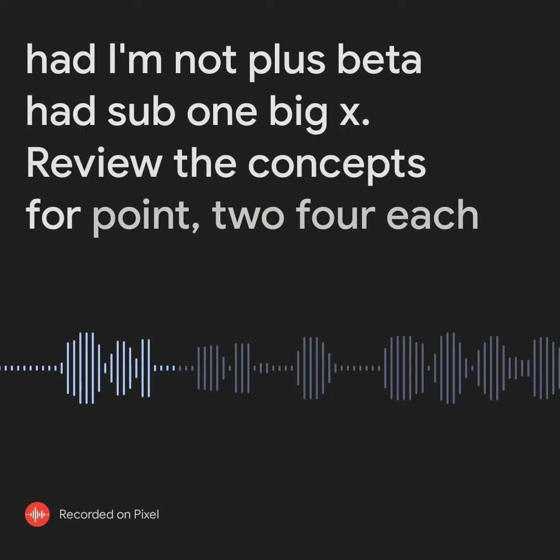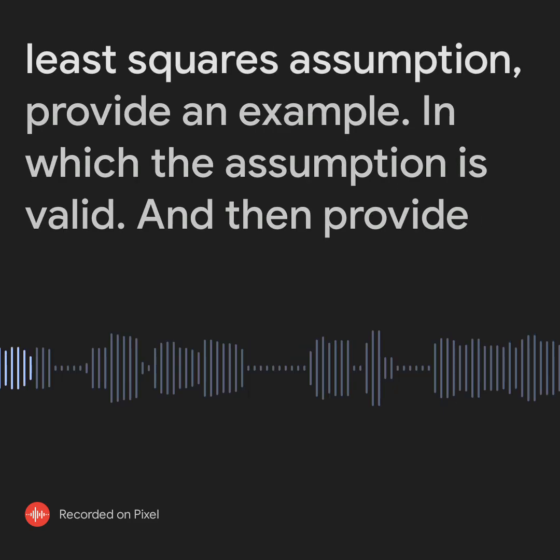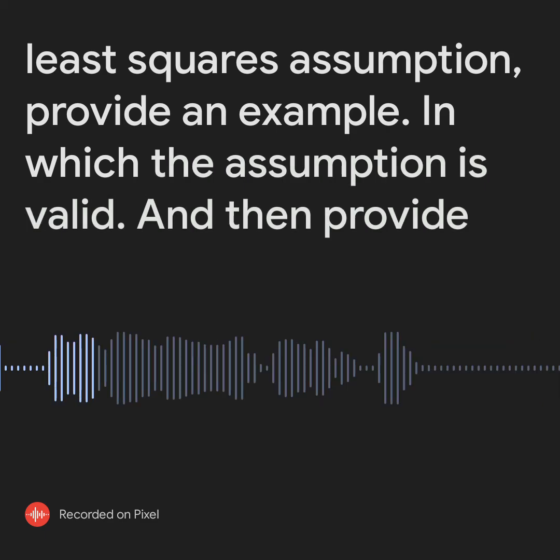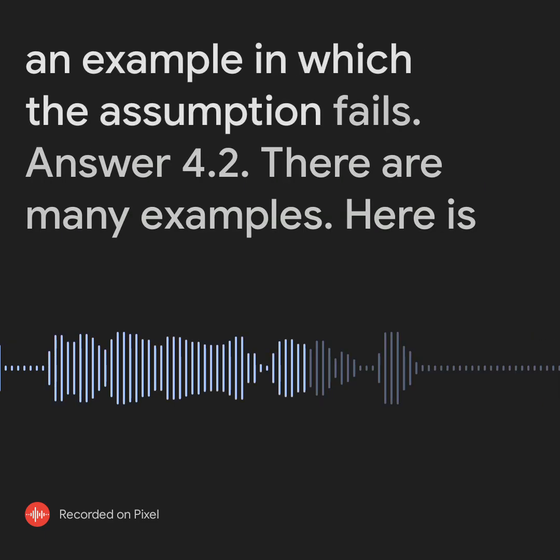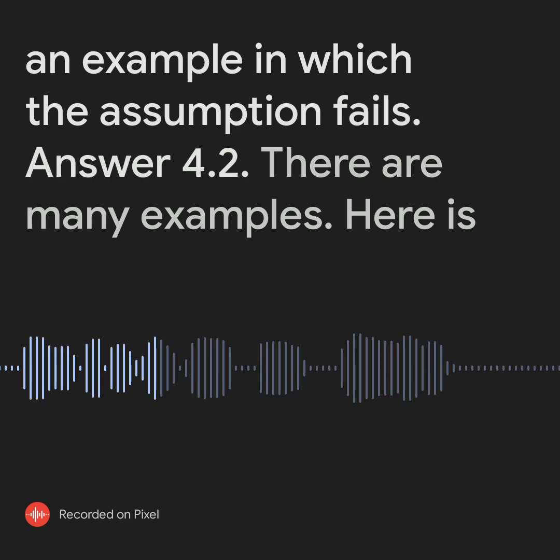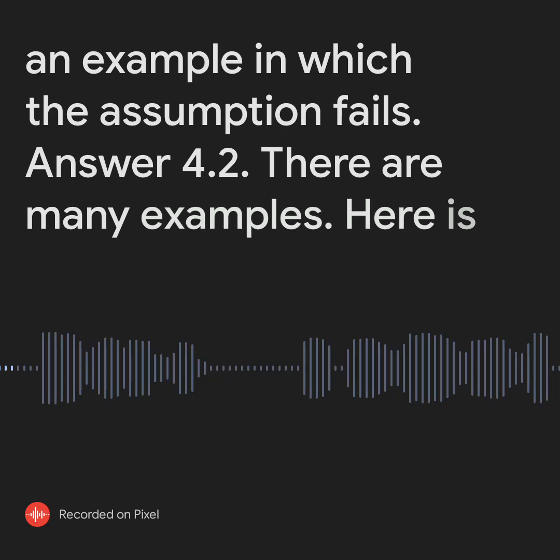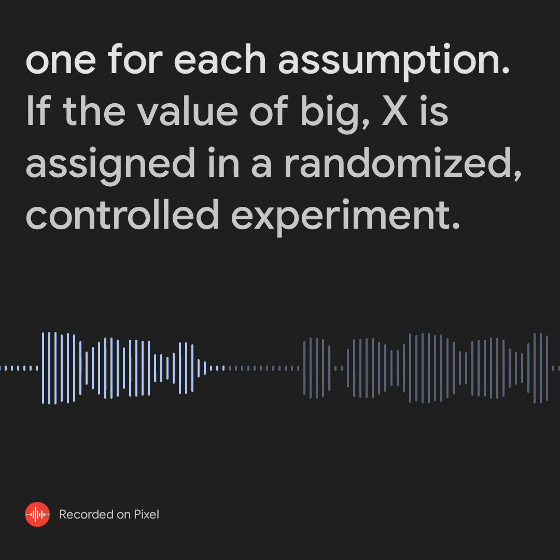Review the concepts 4.2. For each least squares assumption, provide an example in which the assumption is valid, and then provide an example in which the assumption fails. Answer 4.2. There are many examples. Here is one for each assumption.